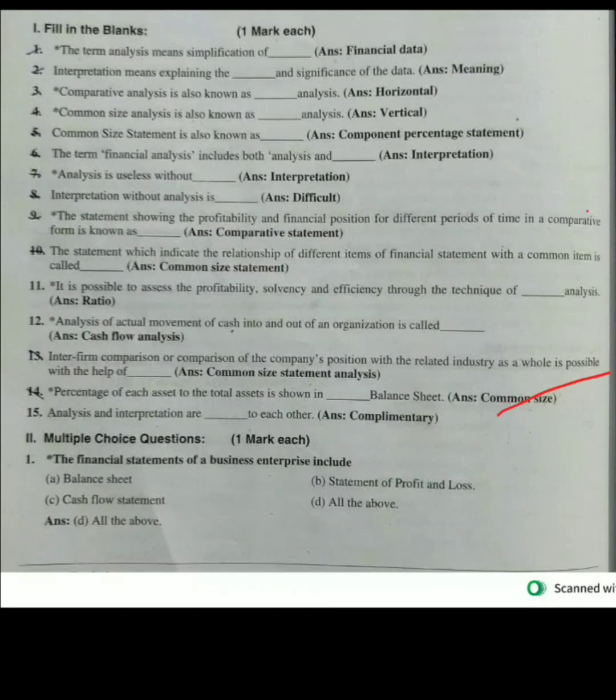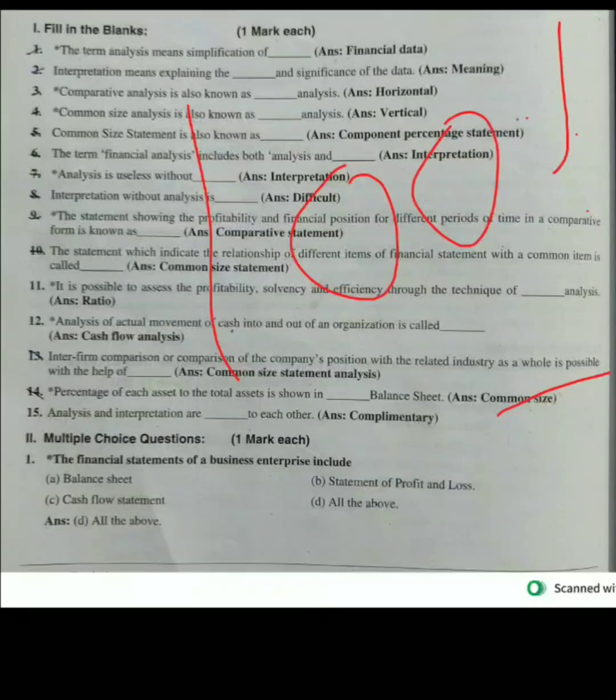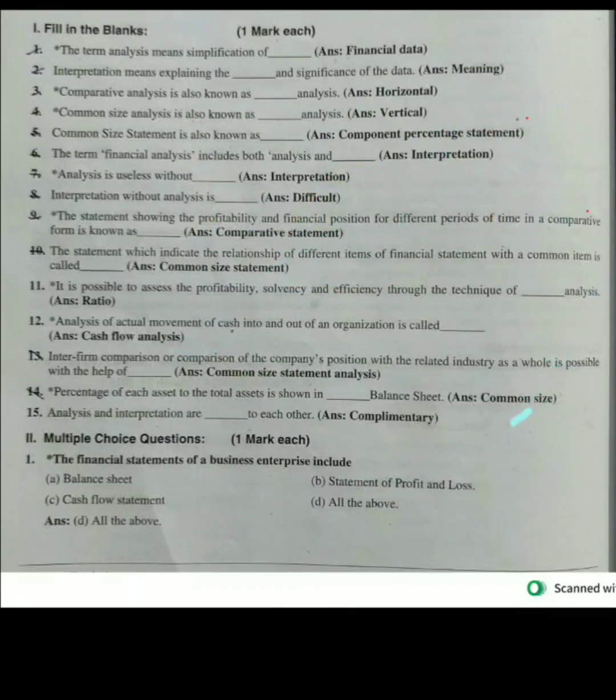The next question: percentage of each item to the total assets is shown in the common size balance sheet only. Because under common size balance sheet, total asset is treated like 100%. On the basis of that, each item is going to be calculated. So the percentage of each asset to the total asset is shown in the common size balance sheet only.